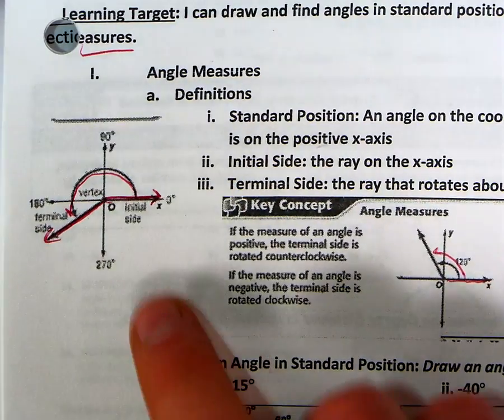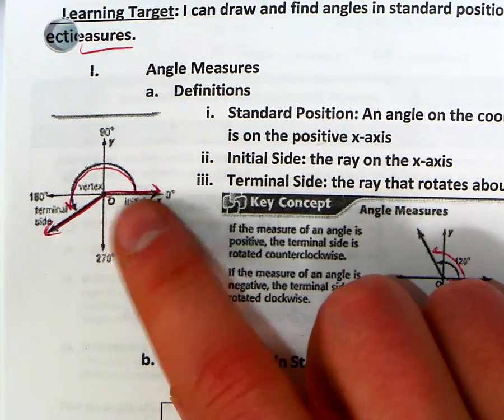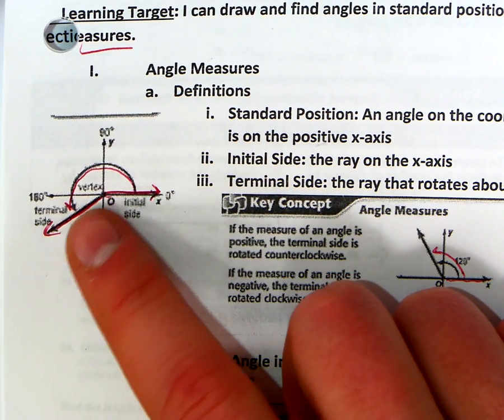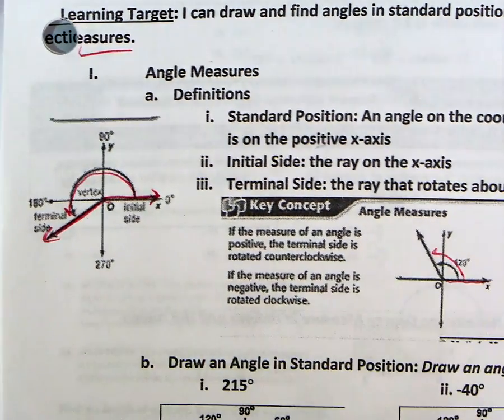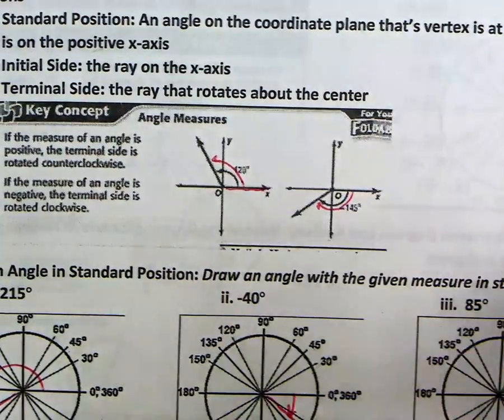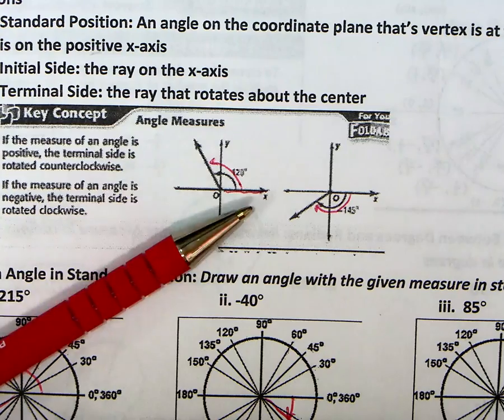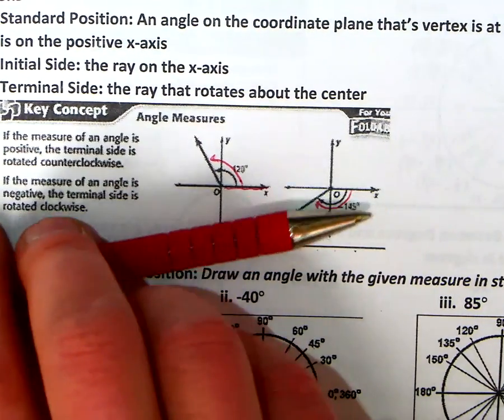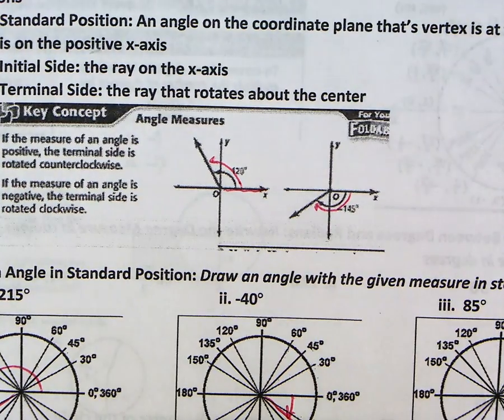So a couple quick things. Here's the initial side. This is the ray that's this way. And then the side that's kind of moving is the terminal side. Then you have angle measures. If your terminal side is going up and to the left, so counterclockwise, it's going to be a positive angle. Down to the right, it's a negative angle. All right, so that's just a quick little thing there.